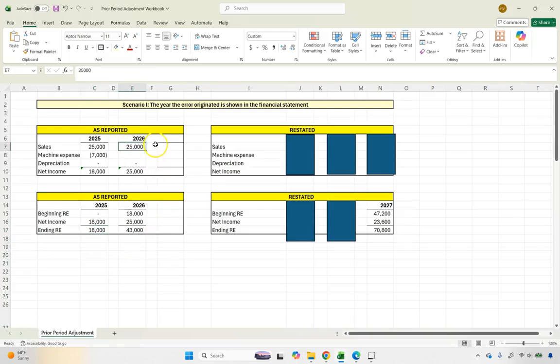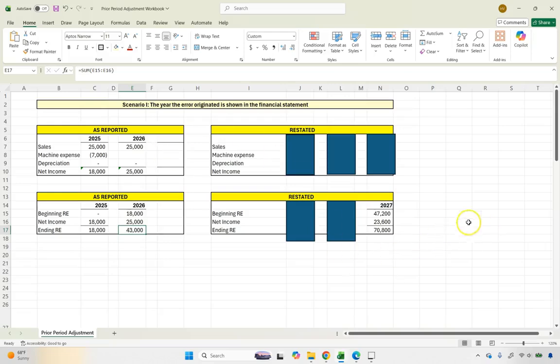And then in 2026, we had sales of 25,000 and we had no depreciation expense, because remember, let's say this is 2026, the error has not yet been discovered. So when we flow down to our statement of retained earnings, our beginning retained earnings is last year's ending, which is 18,000. Current year net income of 25. Ending retained earnings is 43,000.